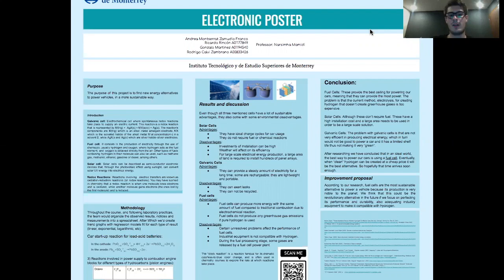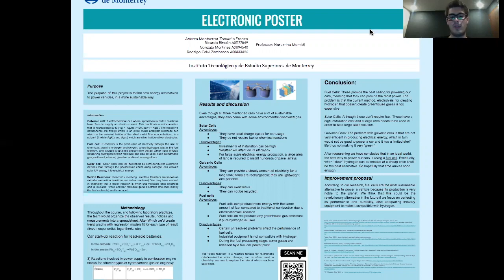The galvanic cells can provide a steady amount of electricity for a long time. They are rechargeable and they are very lightweight, but they have a huge disadvantage, that they cannot be recycled and they exert leaks. At last, we have the fuel cells.